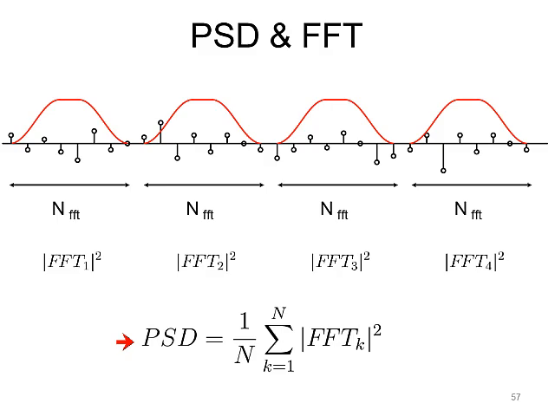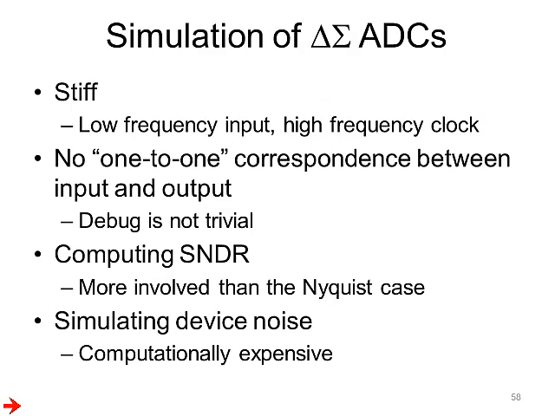Nyquist rate data converters. Next, I will move on to the simulation of delta sigma converters. Delta sigma ADCs are stiff simulation problems in the sense that the input frequency is low and the sampling rate is very high because of the oversampled nature of operation. Further, there is no one-to-one correspondence between the input and the output. In a Nyquist converter, for instance, you put in an input and the output sample must resemble the input on a sample-by-sample basis. In a delta sigma converter, it only resembles the input in the average sense. So debug is not quite trivial.